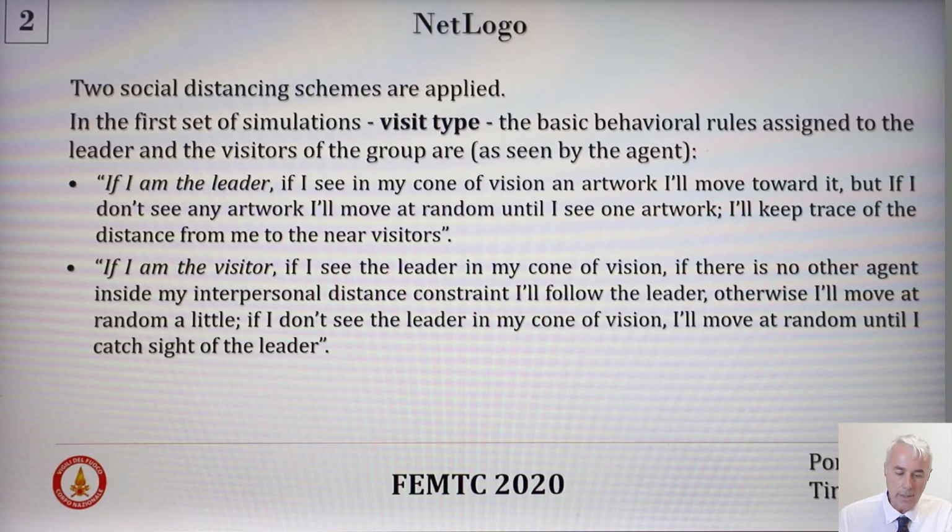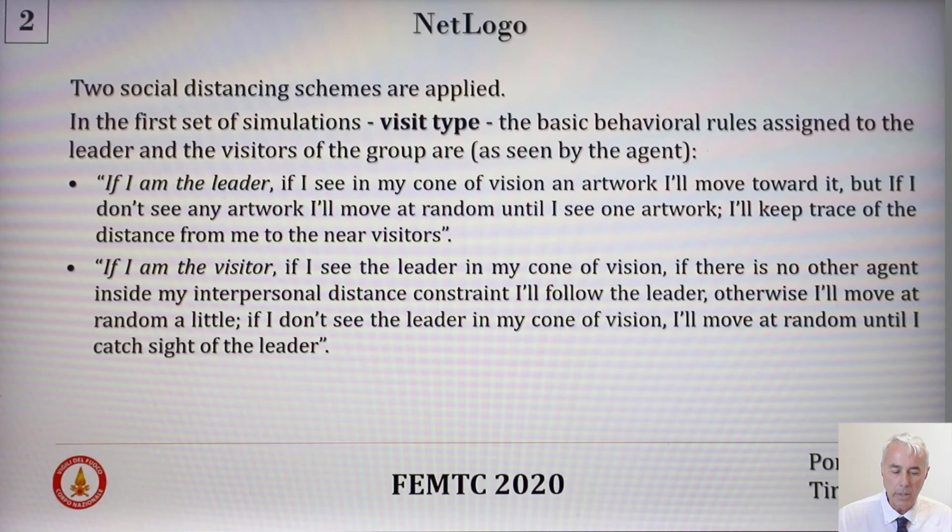Two social distancing schemes are applied. In the first set, we talk about visit type. In the second, maneuvering type. In the visit type, less attention is paid to maintaining the interpersonal distance. And the basic behavioral rules are assigned and seen by the agent. If I am the leader, if I see in my cone of vision an artwork, I'll move toward it. But if I don't see any artwork, I'll move at random until I see one artwork.